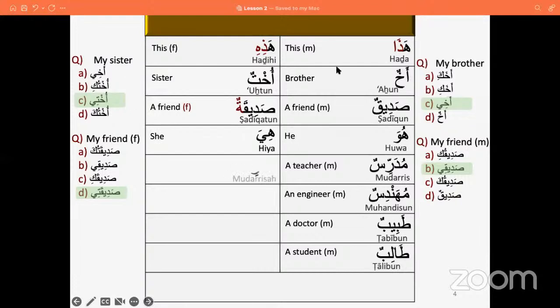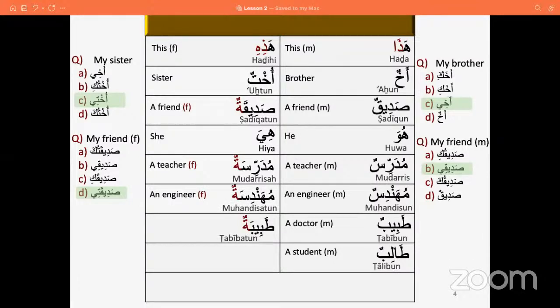Yes. Okay, so that is correct. 100% correct. Perfect. Mudarrisatun. So we see that sa at the end, the fatha again, and the tun at the end. So that's a female teacher. And the same would be for a female engineer. Muhandisun, muhandisatun, female engineer. Tabibun, tabibatun, female doctor. Okay.